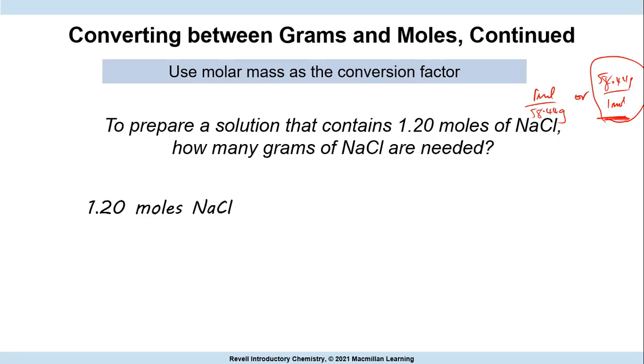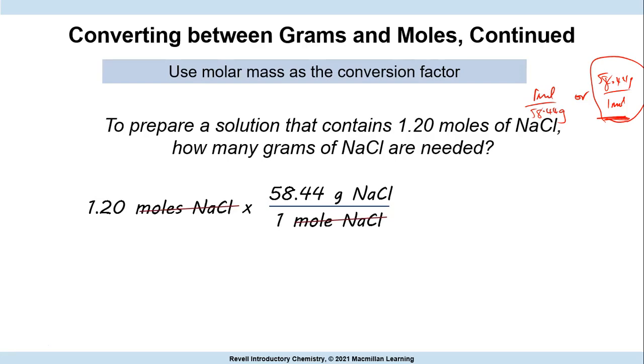So we take 1.20 moles of sodium chloride and multiply by that conversion factor, with grams at the top and moles at the bottom. When we express it this way, the moles of sodium chloride cancel with the moles of sodium chloride, and we are left with grams.